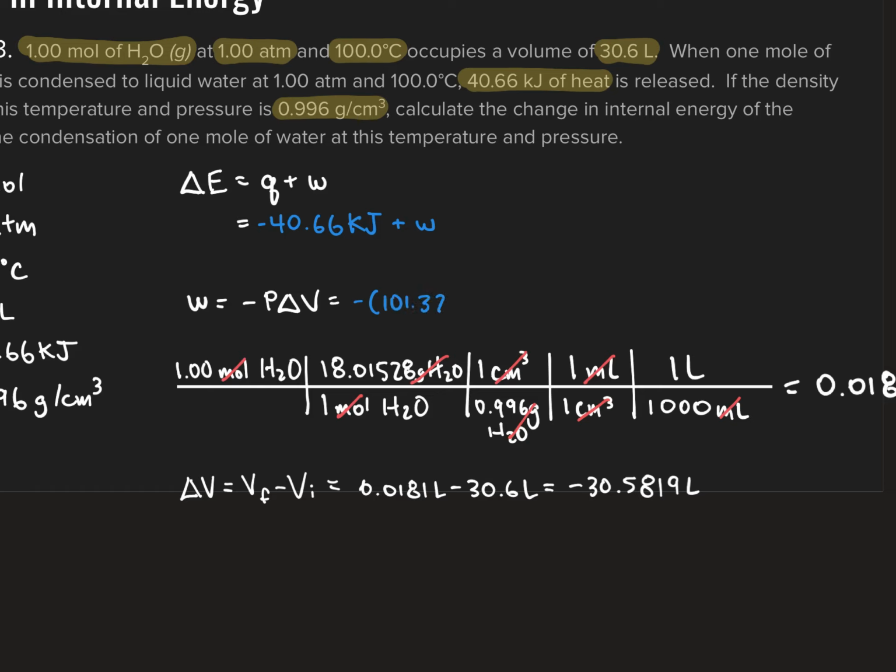So I have minus P delta V is now minus 101.325 kilopascal times my change in volume, which also was negative. Recall I compressed that volume, and that value was again negative 30.5819 liters. And multiplying those two numbers together gets me a positive 3098.7. And my units now are liters times kilopascal, or liter kilopascal.